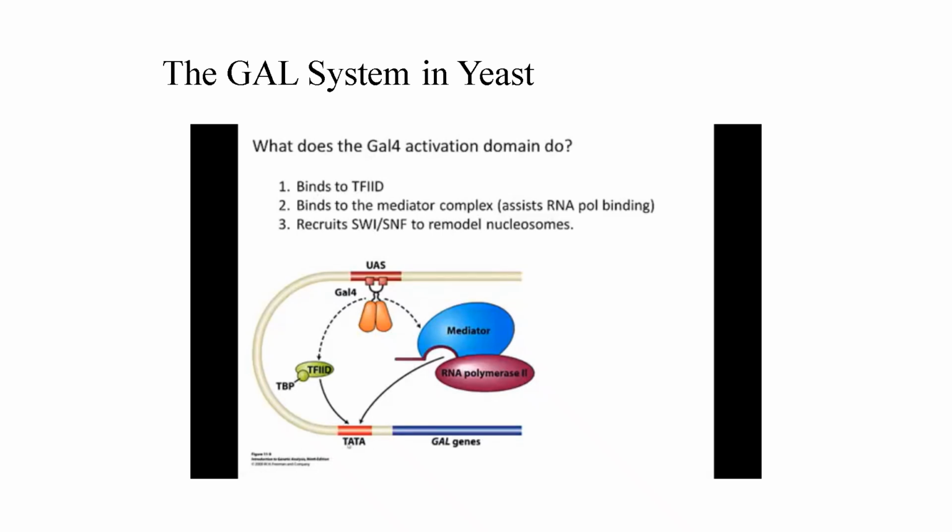So the other thing that GAL4 does is that it recruits the SWI/SNF complex to this chromosomal region. So SWI/SNF, remember, moves nucleosomes around. It remodels the nucleosomes, and it can help to move nucleosomes that are sitting right on that promoter. It can move them away, allowing the binding of these general transcription factors and RNA polymerase.